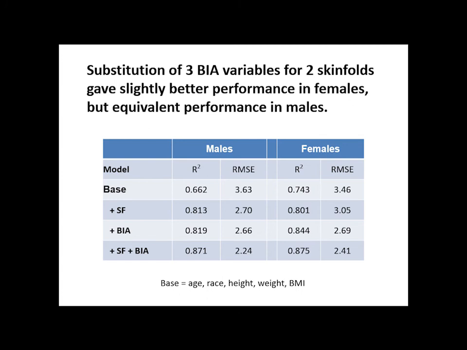So remember, the first line shows you what you get with just the basic variables, which are listed down here at the bottom: age, race, height, weight, and BMI for prediction of percent body fat. Then if you add 2 skin folds, that's triceps and subscapular is what we did here, you get up to 0.813 in males. And if you instead were to add the 2 BIA variables, you would get 0.819 in males. So pretty much exactly the same. In females, the skin folds were a little lower than what you got with BIA, 0.80 versus 0.844. And then in both genders, if you added skin folds and BIA, you got a slightly higher R-square.